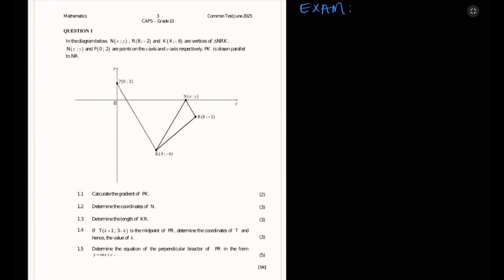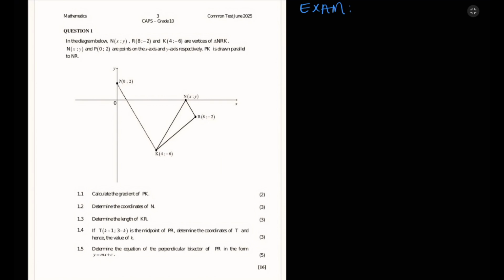So we have question 1. In the diagram below, N, R, and K are vertices of triangle NRK. N and P are the points on the x-axis and y-axis respectively. PK is drawn parallel to NR. Okay, and here's our diagram. 1.1, calculate the gradient of PK.